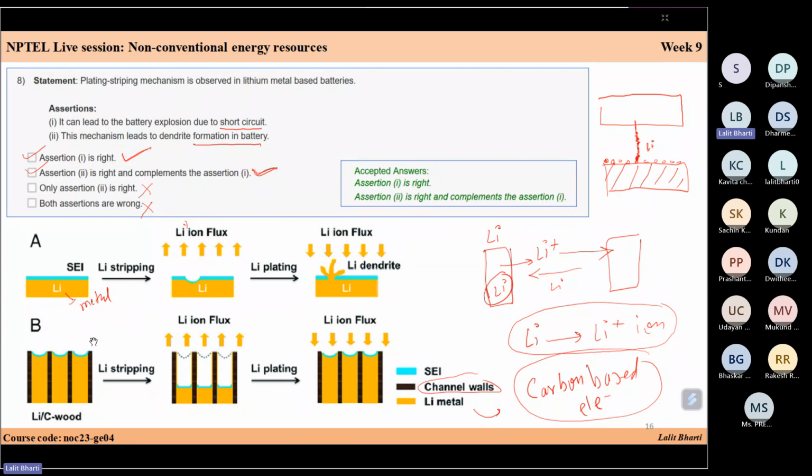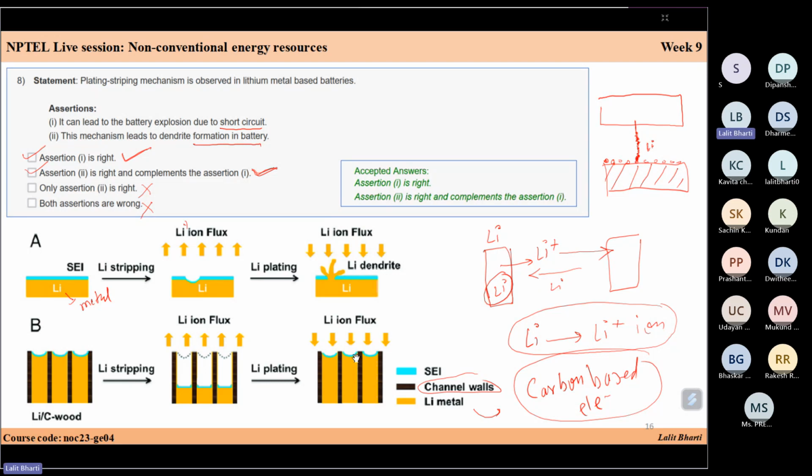So what is the solution? Different types of anodes are used. Let's say lithium carbon wood. In that case, you have layered structures in which lithium is sitting. So let's say this is your layered structure. Lithium will go equally from all sides while stripping, and when it comes back, it will come back to different levels. It will fill all the levels, and they are not connected with each other. So there are no channel walls, no contact with lithium metal, and there will be very little dendrite formation in this case.